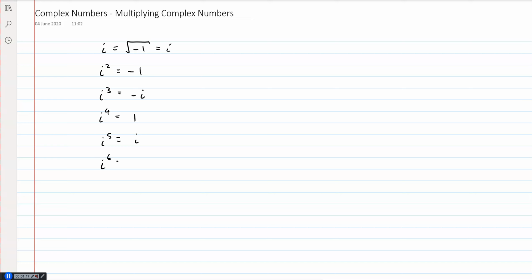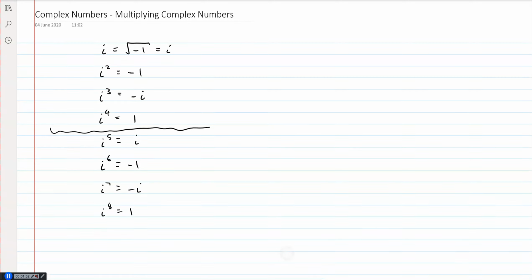And then i to the 6 is i times i, so i squared again. So what happens is we're going to recycle this pattern. So we're going to have i, -1, minus i, 1. And this goes all the way down. So if you keep multiplying by i, this continues. So every fourth power of i, it starts again. So we have i squared is -1, i cubed is minus i, i to the 4 is 1, and it starts again. i to the 5 is i, i to the 6 is -1, etc., etc. So we get this pattern.